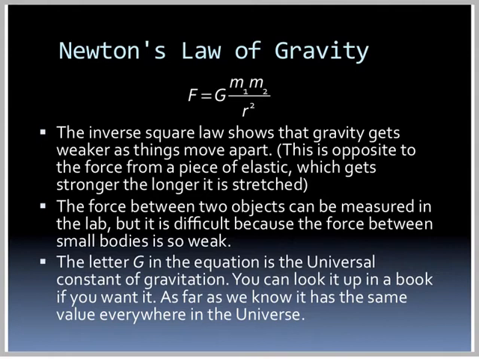So the force between two objects can be measured in the lab, but it's difficult because the force between these two small bodies is very weak. That letter G, I said, is the universal constant of gravitation. We look it up. As far as we know, it's the same everywhere in the universe.